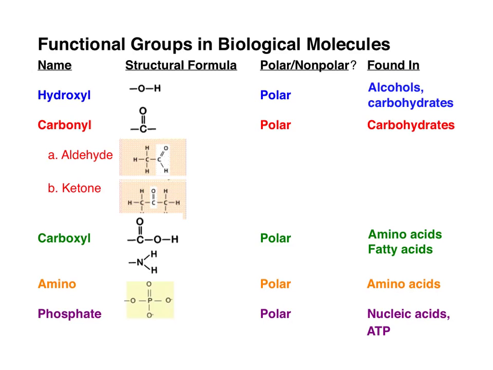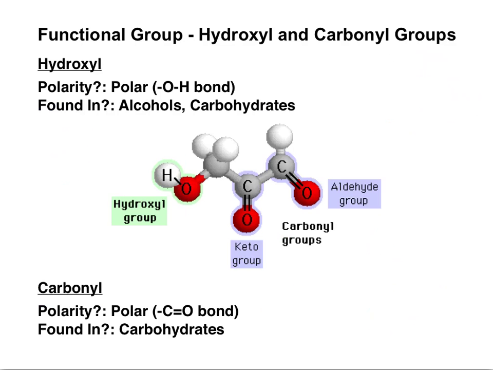I showed you this slide in class, and this slide summarizes the different types of functional groups that are found in biological molecules. We'll take each of these functional groups one by one on the next few slides and try to describe not just their formulas, but also some of their chemical properties and the types of biological molecules that these functional groups are found in commonly. So let's start with both the hydroxyl and carbonyl groups.